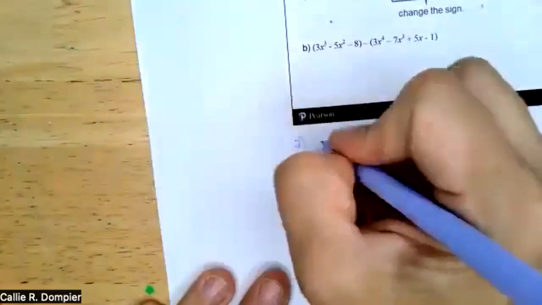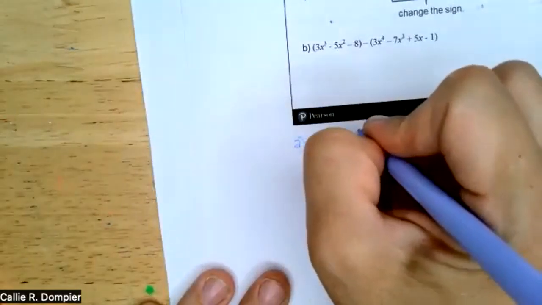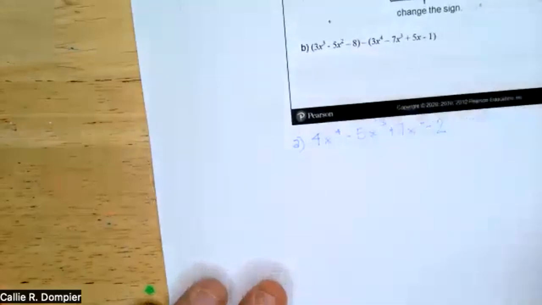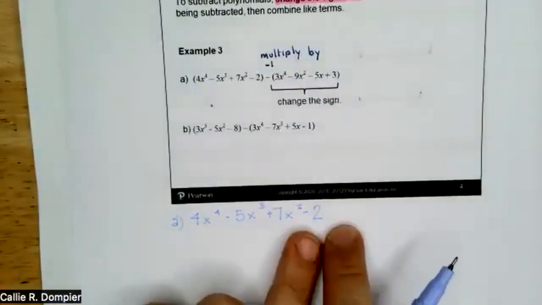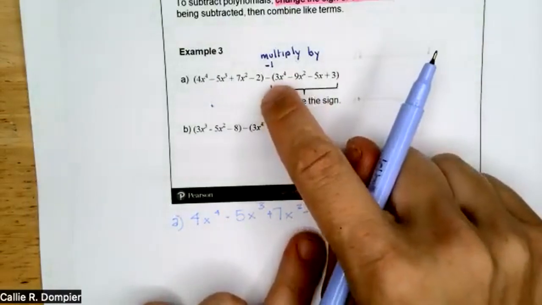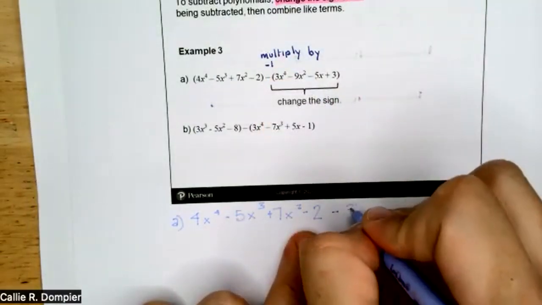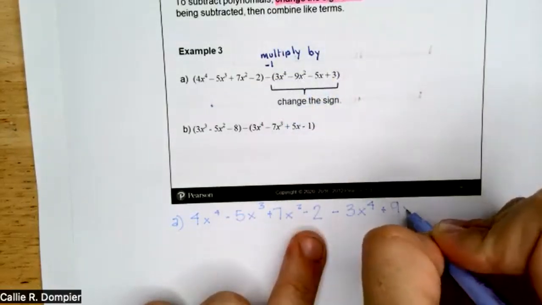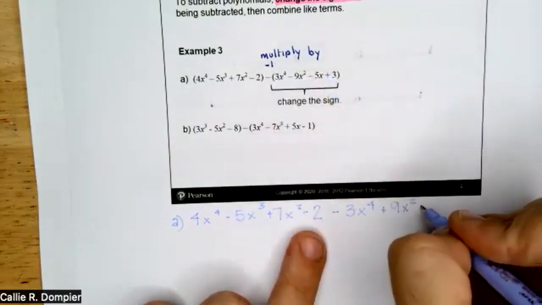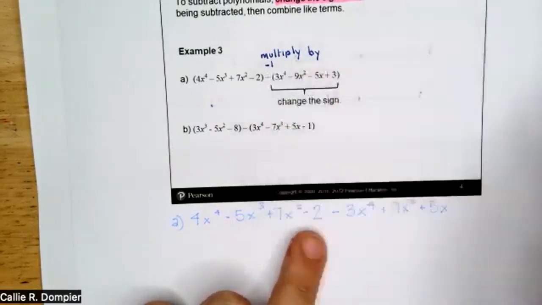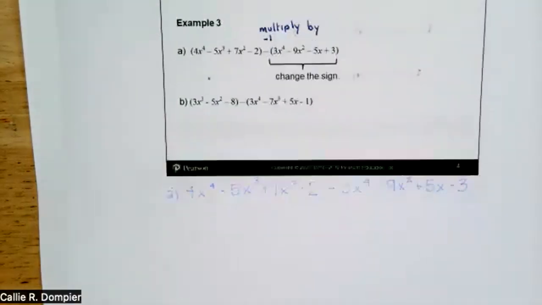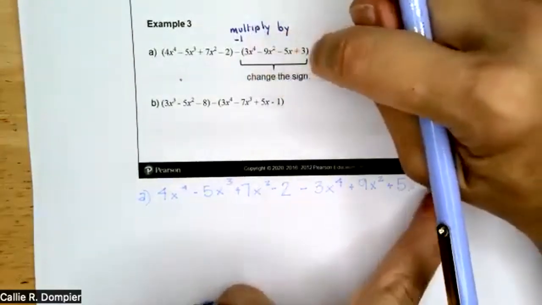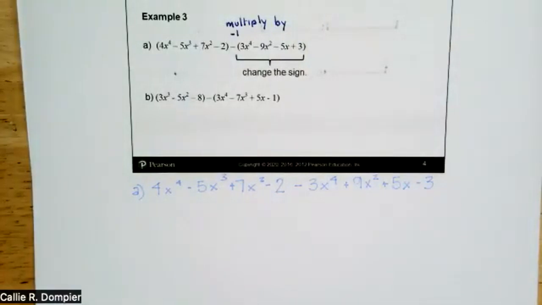All right, I'll come down here. So for A, we had 4x to the fourth minus 5x cubed plus 7x squared minus 2. Now I'm going to take all of those, change the sign. So negative 1 times a positive 3 becomes negative 3x to the fourth. Negative 1 times a negative 9 becomes a positive 9x squared. Negative 1 times negative 5 becomes positive 5x. Negative 1 times a positive 3 becomes minus 3. So I multiplied by negative 1 or I changed the sign. Positive, positive, negative. Now, same thing as we did before, put it in order.